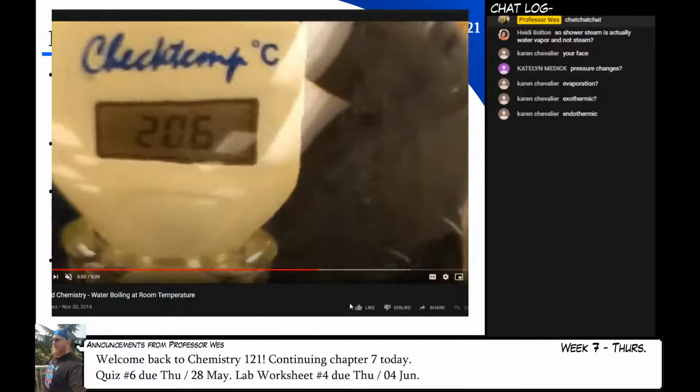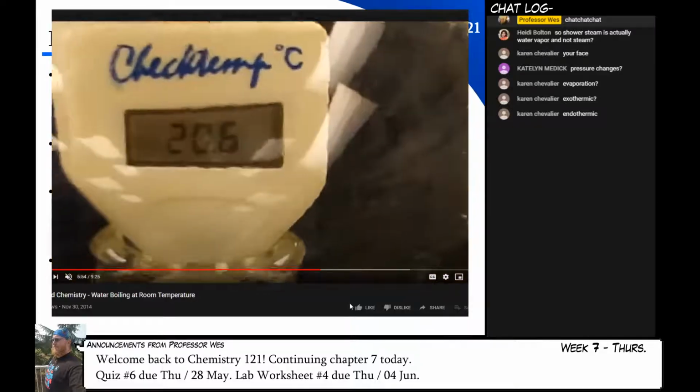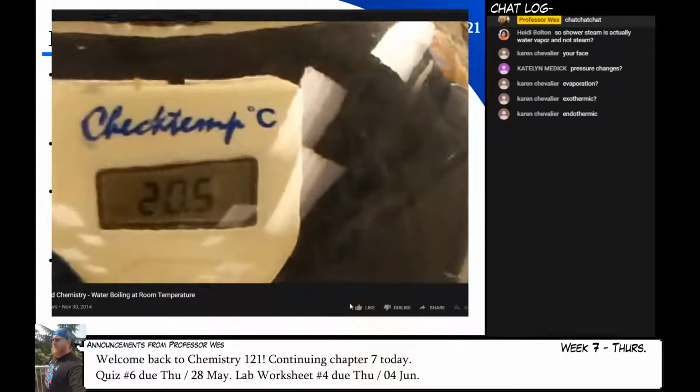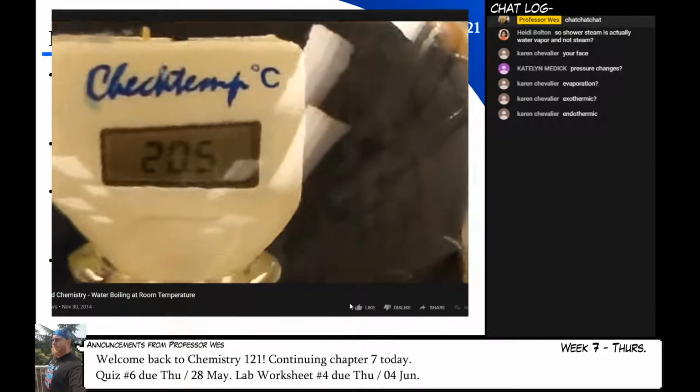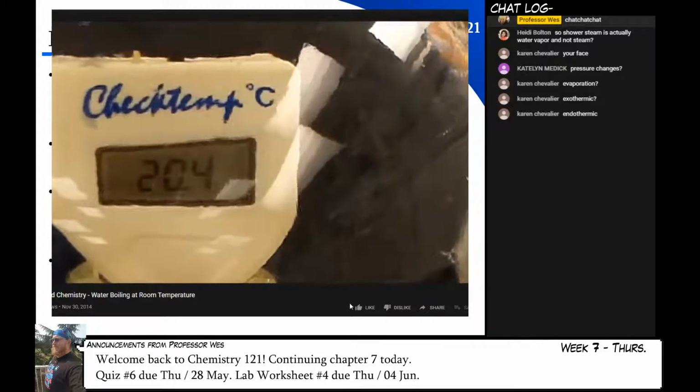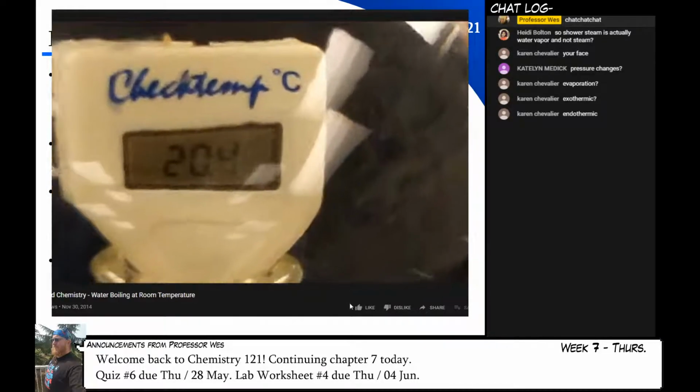So as the water boils, the thermometer loses that heat because it's giving that heat to the water to boil it. And as such, the thermometer's temperature goes down. And it goes down pretty quickly, actually.